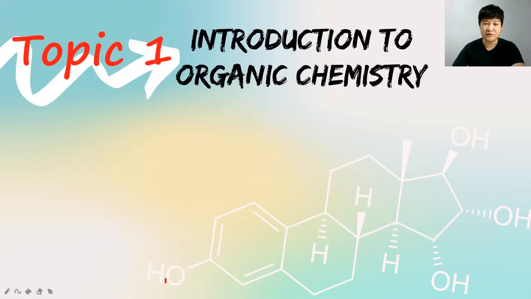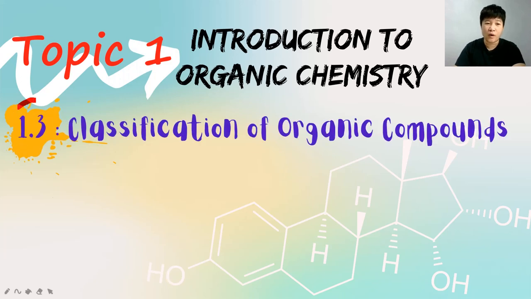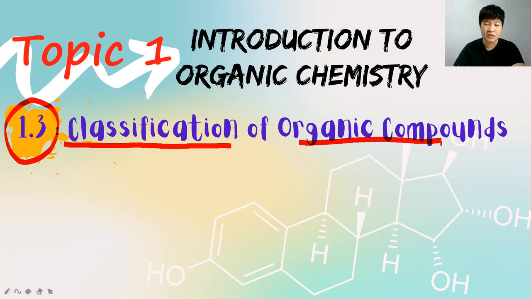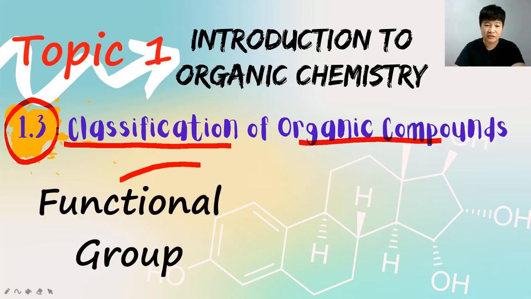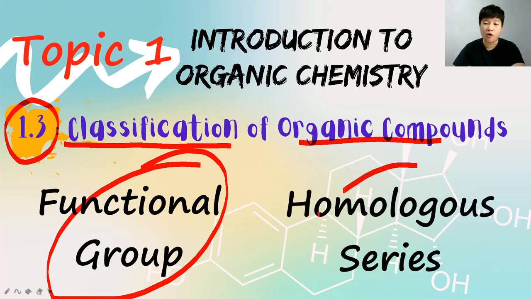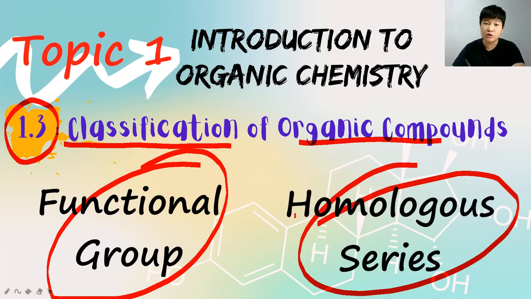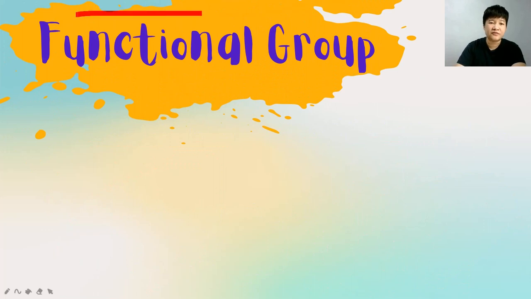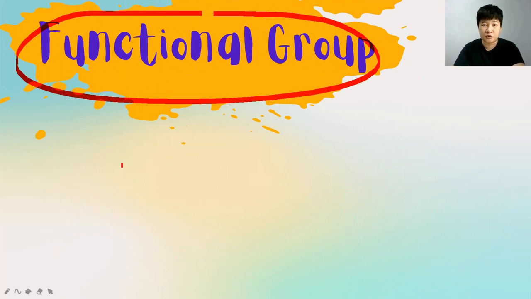For this video, we'll focus on topic 1.3, classification of organic compounds. We'll focus mainly on two things, which are functional group and also homologous series. We'll look at what a functional group actually is, what a homologous series actually is, and what makes them different. First and foremost, let's focus on functional group. What is a functional group?